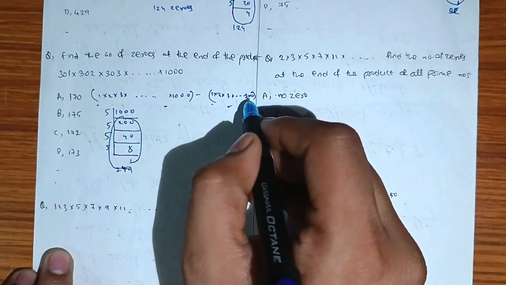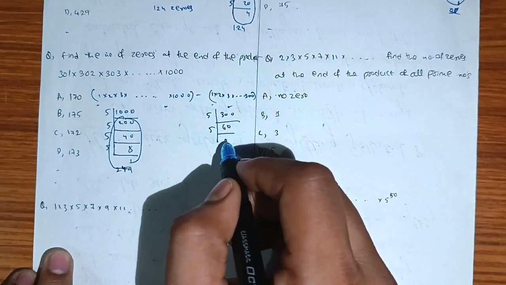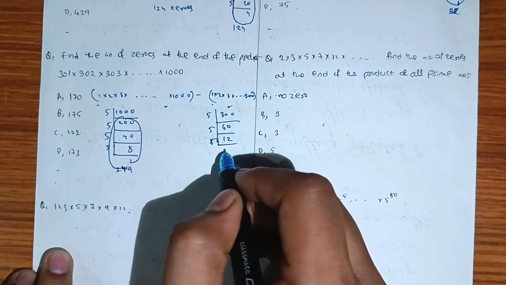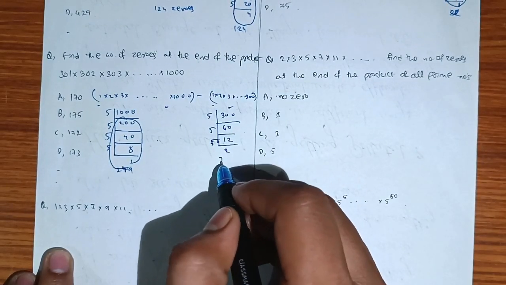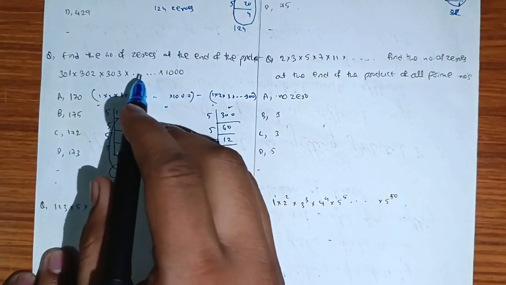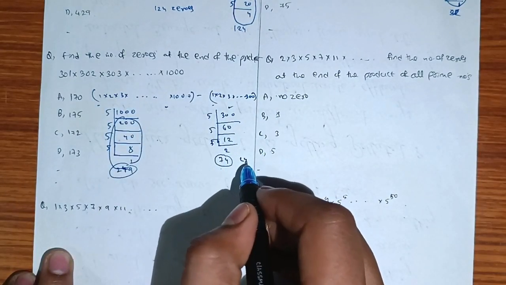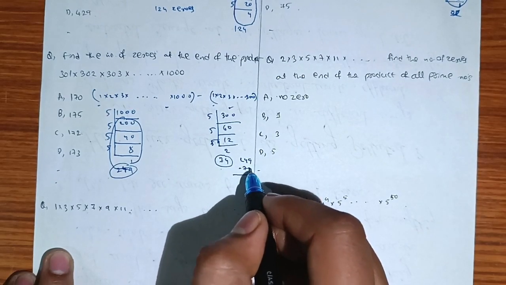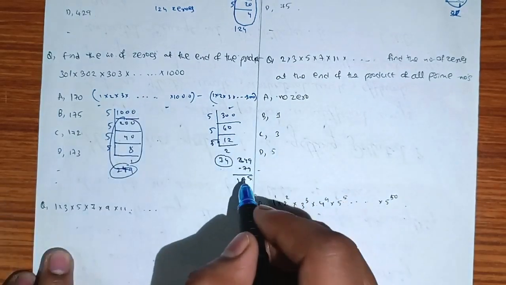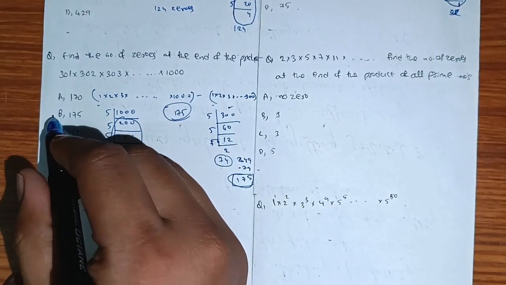249. Again do the same for 300. 300 divided by 5 is 60, again by 5 it is 12, again by 5 it is 2. If we add all this, it is 74. If we subtract this from this, then you will get the number of zeros for this product: 249 minus 74, which is 175. So the number of zeros is 175, which is option B.